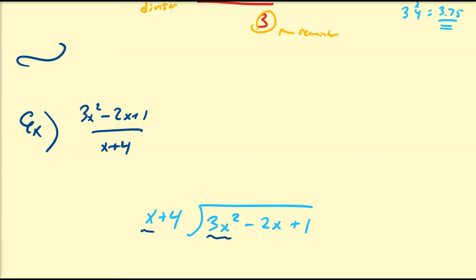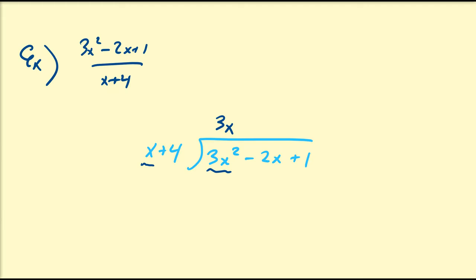So x times what gives us 3x squared? The answer for that will be 3x. And this is why this is usually only done with polynomials on both the divisor and the dividend to make this process easy. Then we take 3x and multiply it by the divisor. So 3x times x plus 4. That's going to give us 3x times x, which is 3x squared by design, and 3x times 4, which is 12x. We're then going to subtract this polynomial from the polynomial above it.